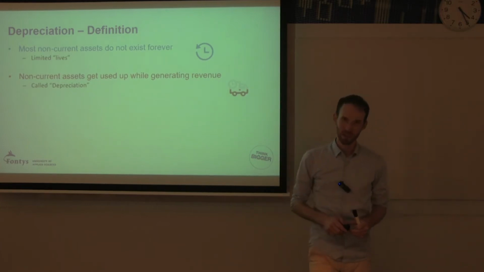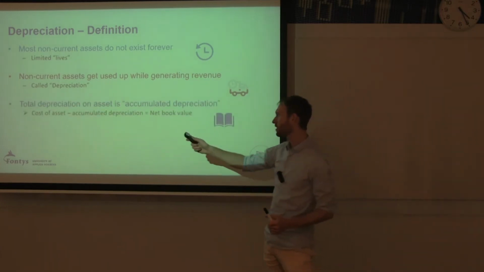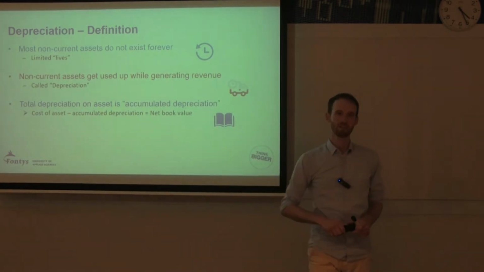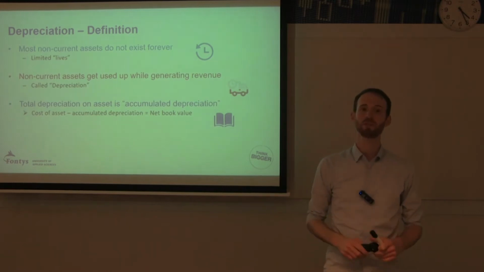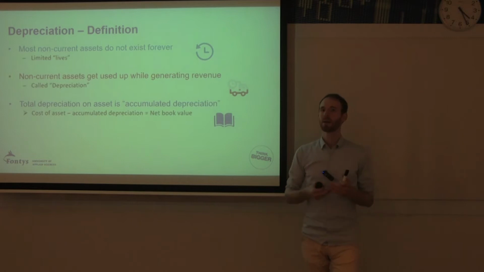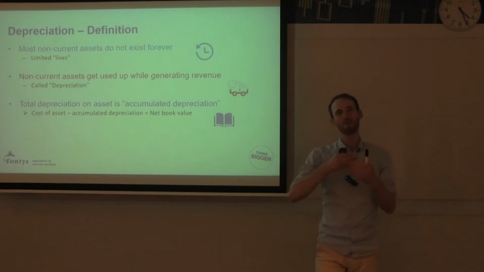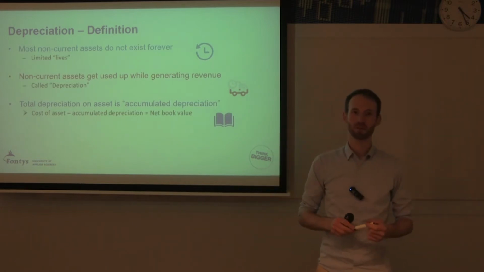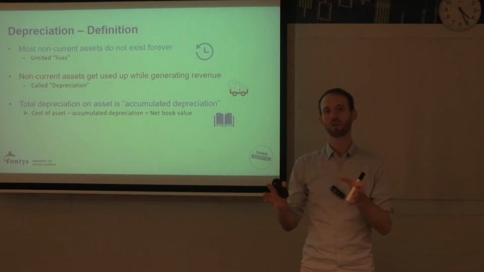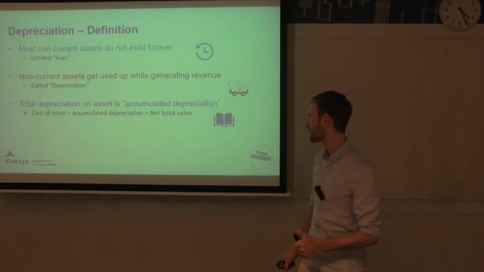That's called depreciation. So the total depreciation on an asset is also called accumulated depreciation. It's also just another word for total depreciation. And of course, that's the depreciation that your phone collected over the last years that you used it. So of course, you have a yearly depreciation and a total one where all the yearly ones are summarized.